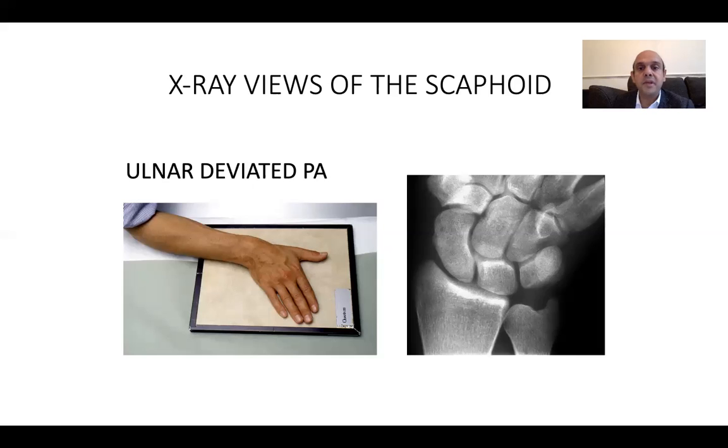In terms of X-rays, so this is a PA view of the wrist with ulnar deviation. Importance being, scaphoid will be fully extended in this view, and you can see the whole bone in its entirety. Because as you know, it's a bean-shaped bone, and you want to see the whole length before you tell your patient if there's a fracture or not.